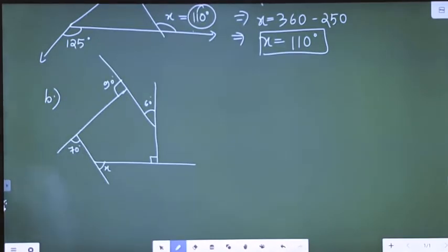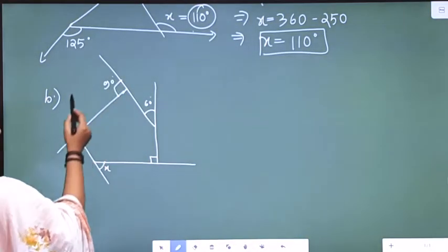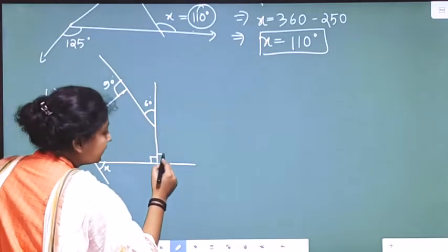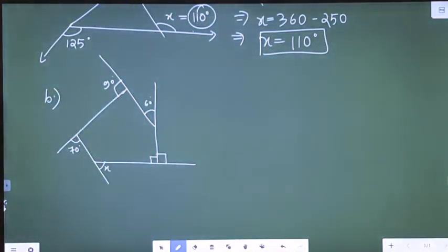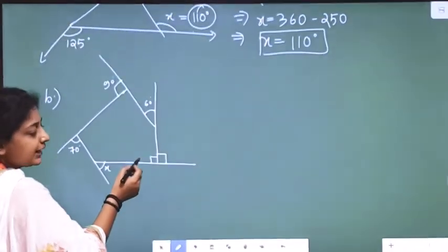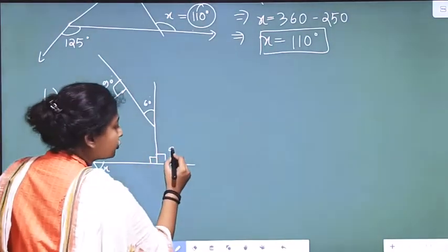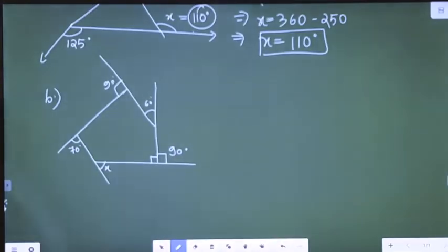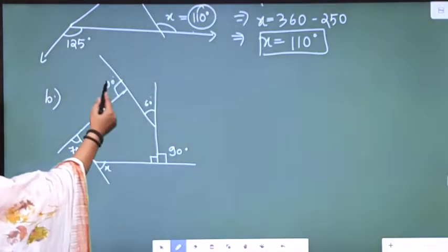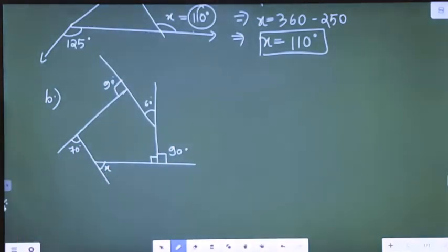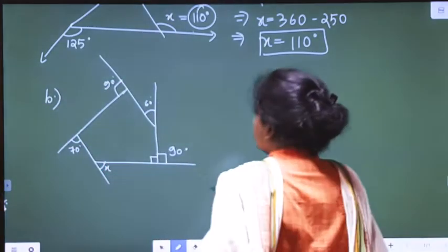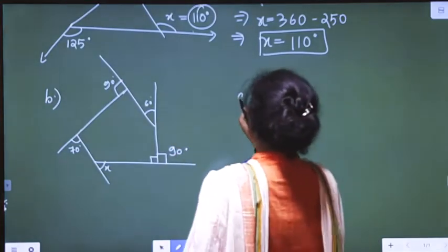Now here see, this is an exterior angle, this is an exterior angle, this is an exterior angle, this is also an exterior angle, and this angle is also an exterior angle. Since this angle is 90, this implies this angle should also be equal to 90. So we have all the exterior angles: 90, 60, 90, 70 and x. And we know the sum of all the exterior angles is always 360. So let's just add all of them.